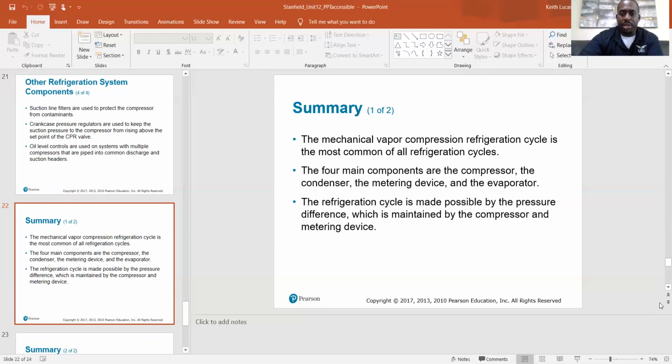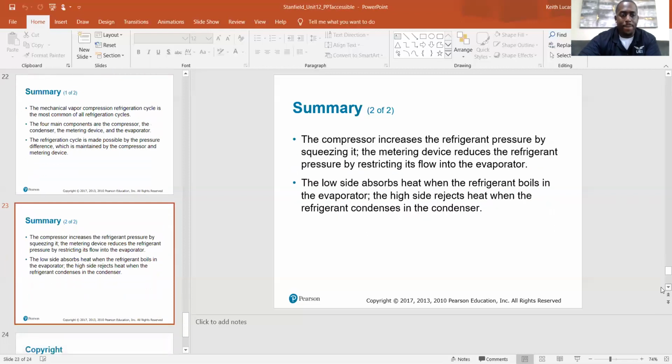So in summary, the mechanical vapor compression refrigeration cycle is the most common of all refrigeration cycles. The 4 main components are the compressor, the condenser, the metering device, and the evaporator. The refrigeration cycle is made possible by the pressure difference, which is maintained by the compressor and the metering device. The compressor increases the refrigerant pressure by squeezing it. The metering device reduces the refrigerant pressure by restricting its flow into the evaporator. The low side absorbs heat when the refrigerant boils in the evaporator. The high side rejects heat when the refrigerant condenses in the condenser.